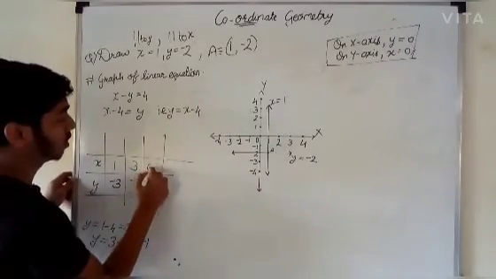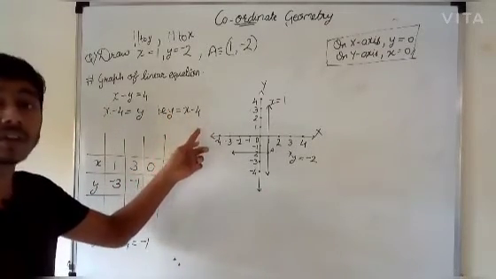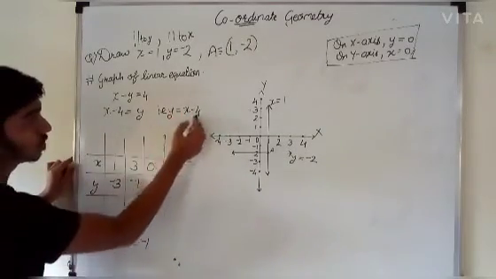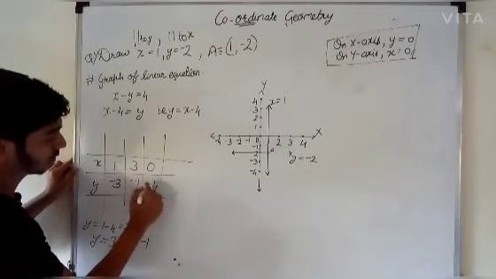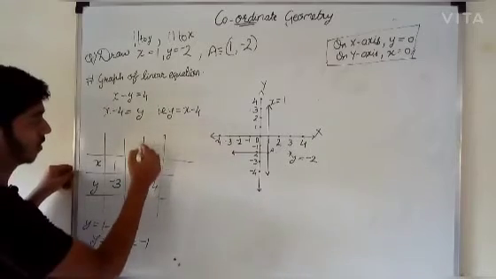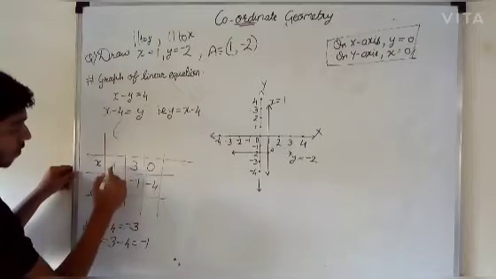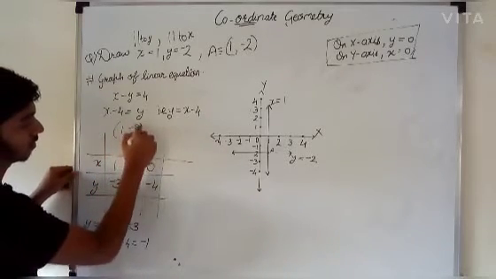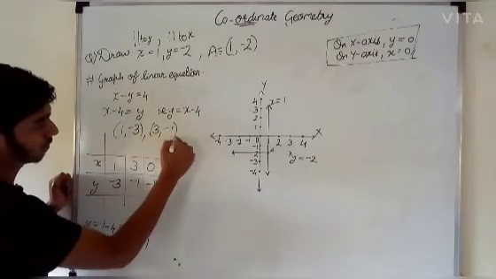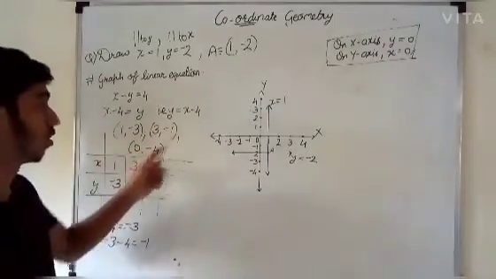Let's take x as 0. So you can take any value for x, and then find the value of y for that particular value of x. So this will be 0 minus 4, which is -4. So we have got 3 points for this line: 1 comma -3, then 3 comma -1, and 0 comma -4. So we have got these 3 points.